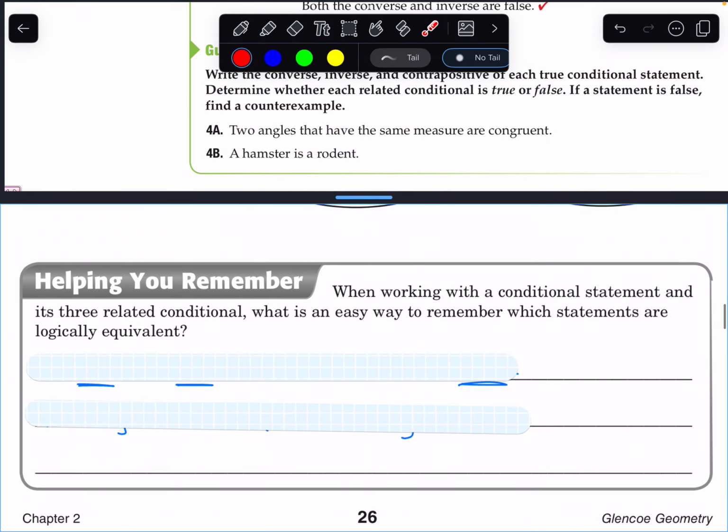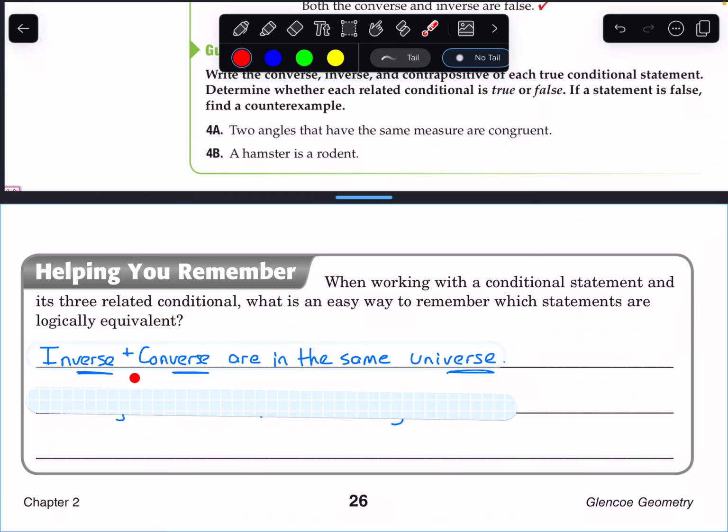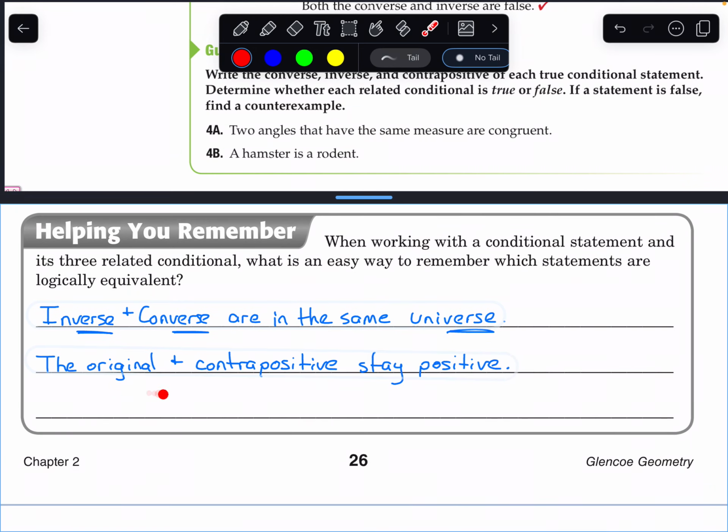And finally, to help you remember, when working with a conditional statement and its 3 related conditionals, what is an easy way to remember which statements are logically equivalent? Here's what I've come up with. Converse and inverse both end in verse, so they are in the same universe. The original and contrapositive like to stay positive. Note that that does not mean they will always be true, but they will match and try to stay in sync with each other.